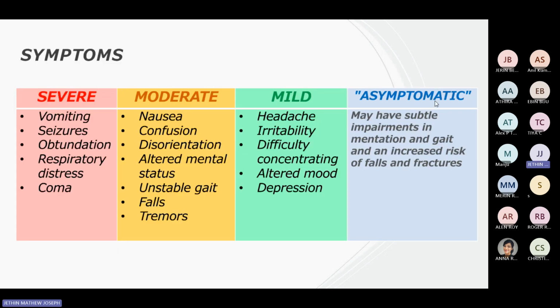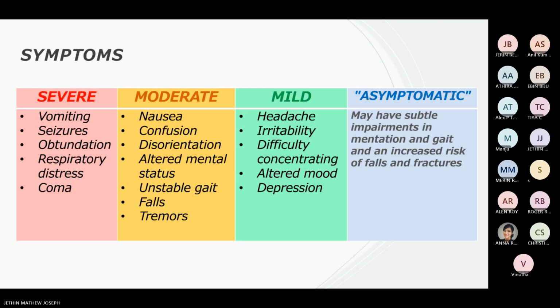Sometimes hyponatremia can be asymptomatic. Mild symptoms can be headache, irritability, difficulty concentrating, altered mood, or depression. Moderate symptoms will be slightly more severe, like nausea, confusion, disorientation, altered mental status, unstable gait, falls, tremors. Severe symptoms will be vomiting, seizures, severe drowsiness, respiratory distress, coma. We'll be dealing more with symptoms in the next class. This was just to get an idea of what kind of symptoms a patient can present with in hyponatremia.